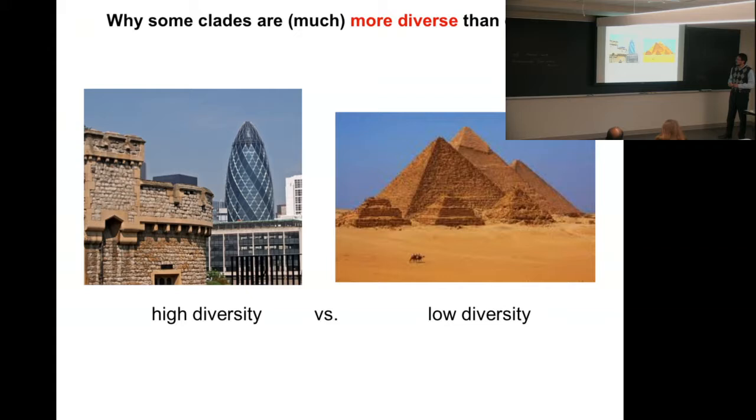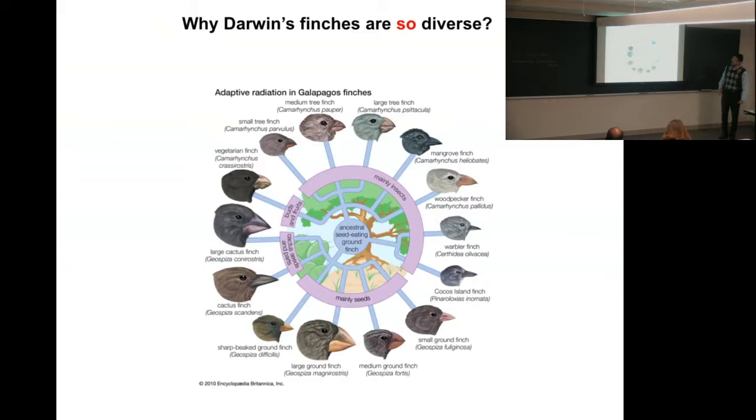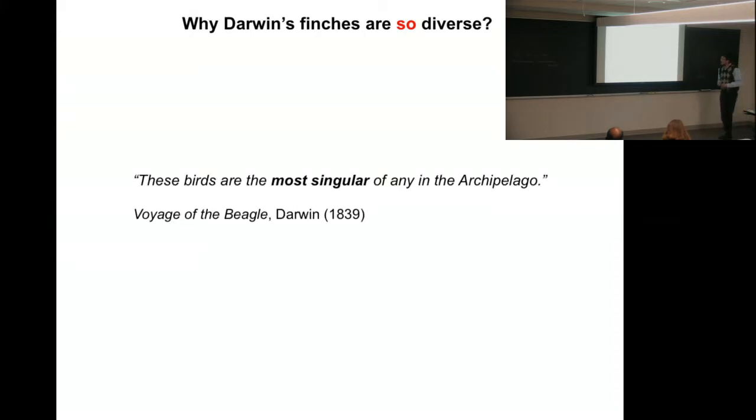Another related question, if we follow the same architectural analogy, is why there are some clades which are much more diverse than other clades. In other words, why are Darwin's finches so diverse? If you read the description of the Darwin's finches in Voyage of the Beagle, which was written 20 years before On the Origin of Species, he writes about these Galapagos finches that these birds are the most singular of any in the archipelago. And he was onto something.